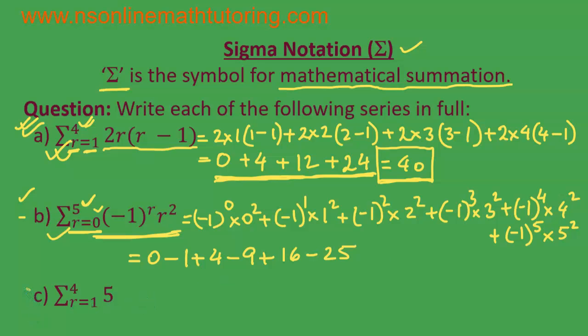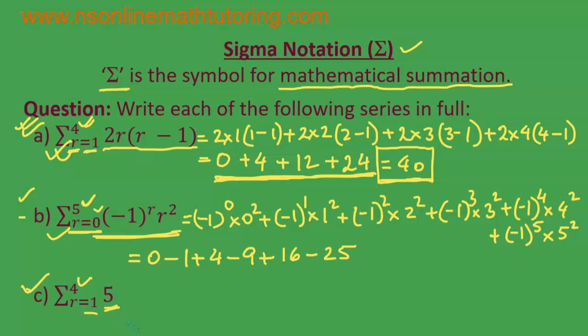Now coming to the subpart C. Over here this is also a finite series and we are seeing the starting value of r is equal to 1 and the ending value of r is equal to 4. So there will be 4 terms of this series. r will be having values of 1, 2, 3 and 4. And for different values of r, we have to just substitute the value of r in the expression to get the individual terms. But where is r in the expression?